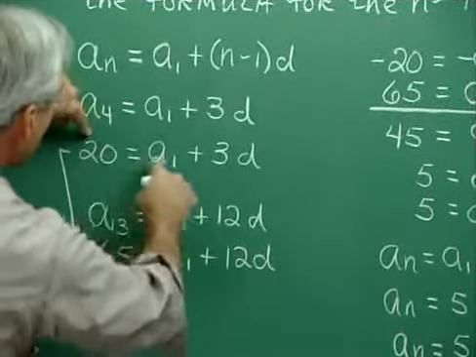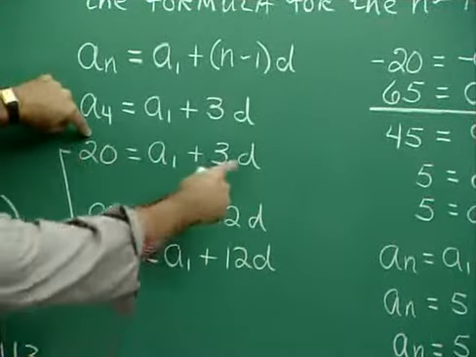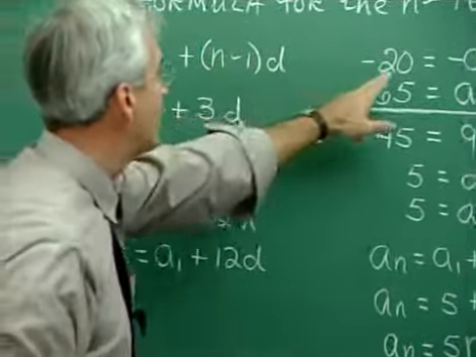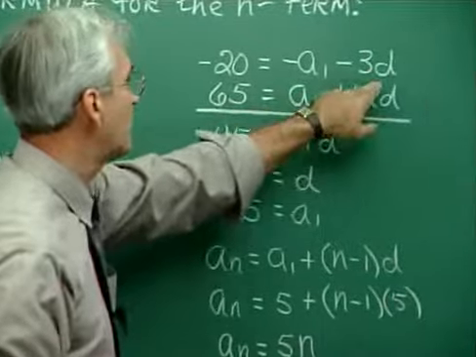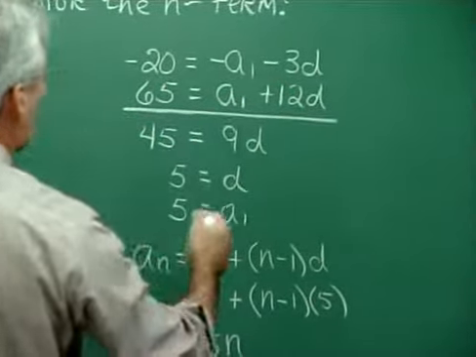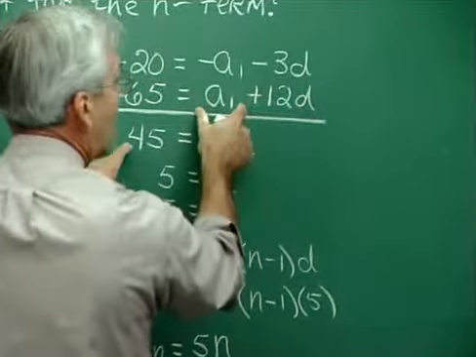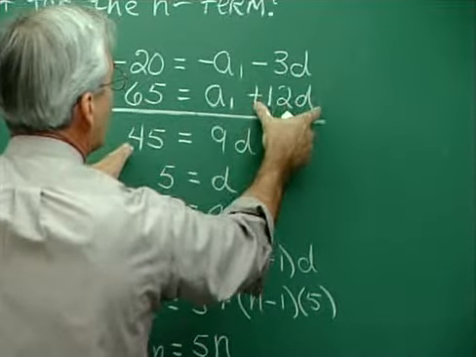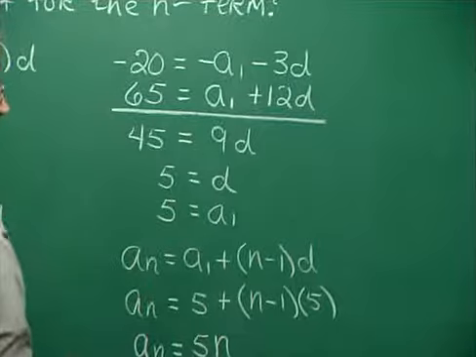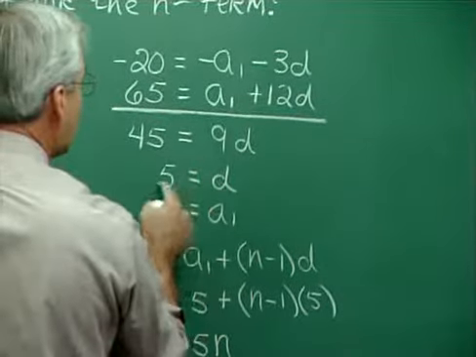All right, so multiplying here by negative 1, I get all these as negative values. So negative 20 is negative a sub 1 minus 3d. Bring down the other equation and just add them. Collecting here, I get 45. The a sub 1s go out as expected. Minus 3d plus 12d is 9d. Dividing on both sides by 9, I find d to be 5.